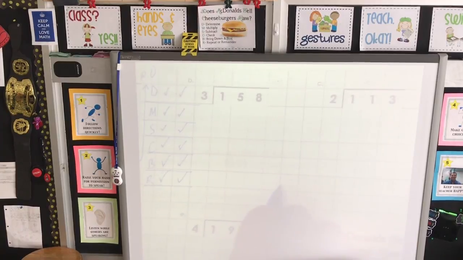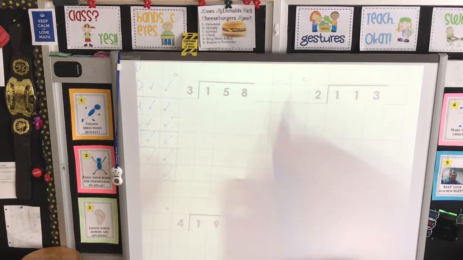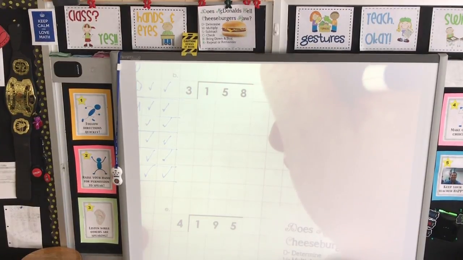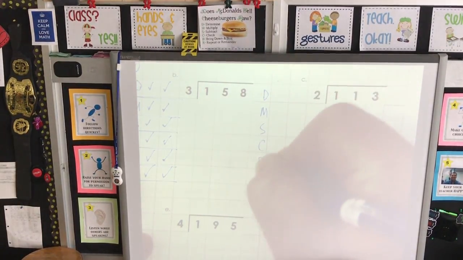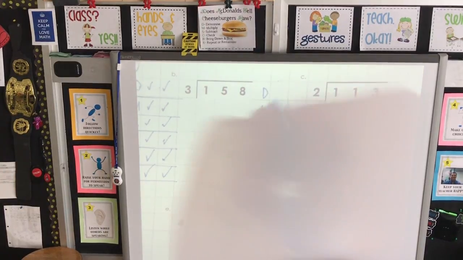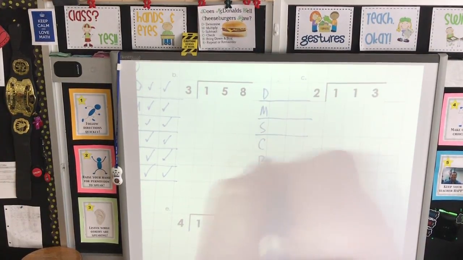Okay, so ready? Let's set up the next one. So just go straight to number 2. Okay, and here we go. Let's set up our McDonald's first. Say it with me as we write it. Ready, set, go. Does McDonald's sell cheeseburgers raw? Okay. All right. Again, you can either do your horizontal lines or not, because it is on a grid already. So it's up to you.